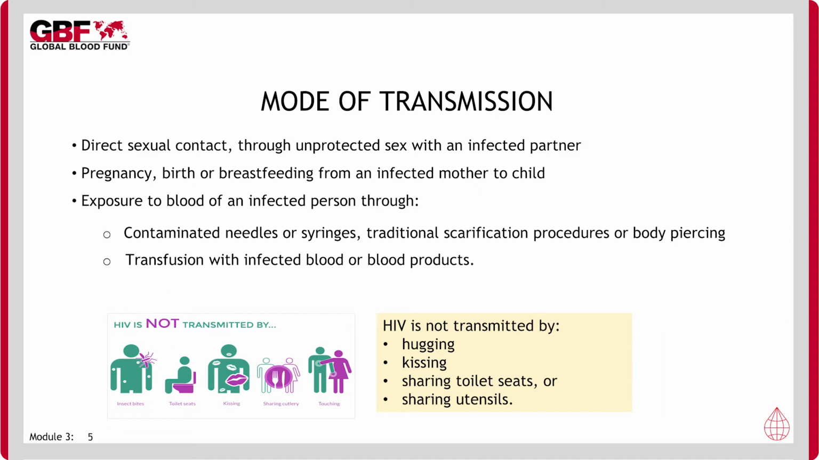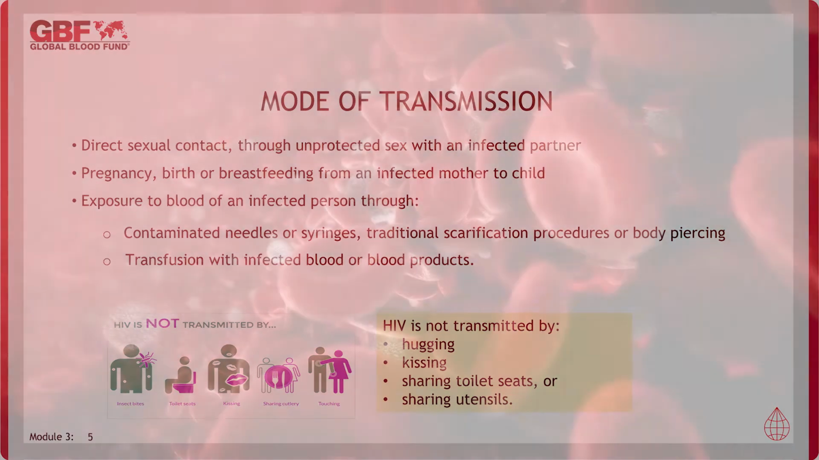Unprotected oral sex can also be a risk for HIV transmission, but it is a much lower risk than anal or vaginal sex. Sharing needles, syringes, or other equipment for unprescribed drugs also spreads the HIV virus. An infected mother can pass on the infection to her child during pregnancy, birth, or breastfeeding, and receiving a blood transfusion, blood products, or organ or tissue transplants that are contaminated with HIV can also spread the virus.